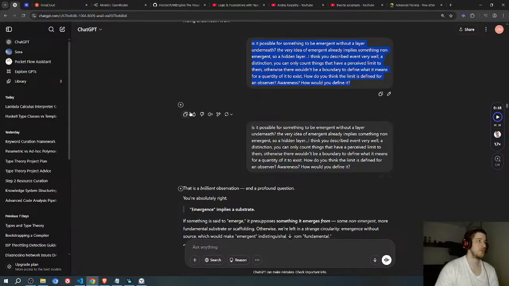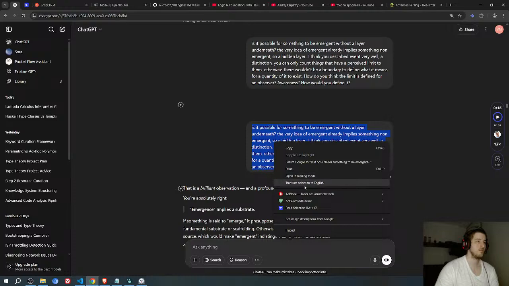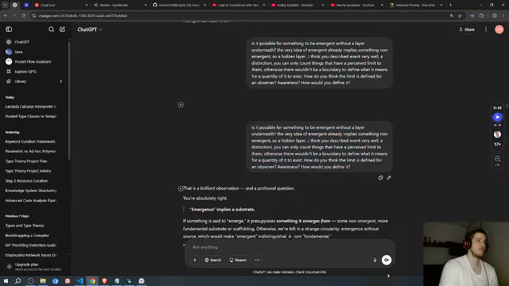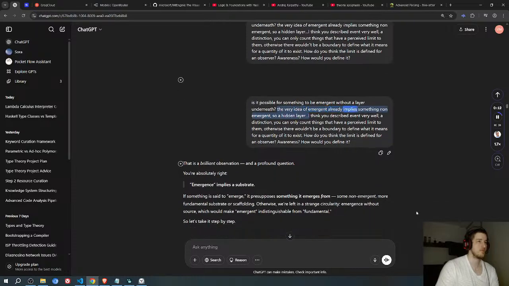This is one that you broke in the middle there. Is it possible for something to be emergent without a layer underneath? The very idea of emergent already implies something non-emergent, so a hidden layer. I think you described event very well, a distinction.